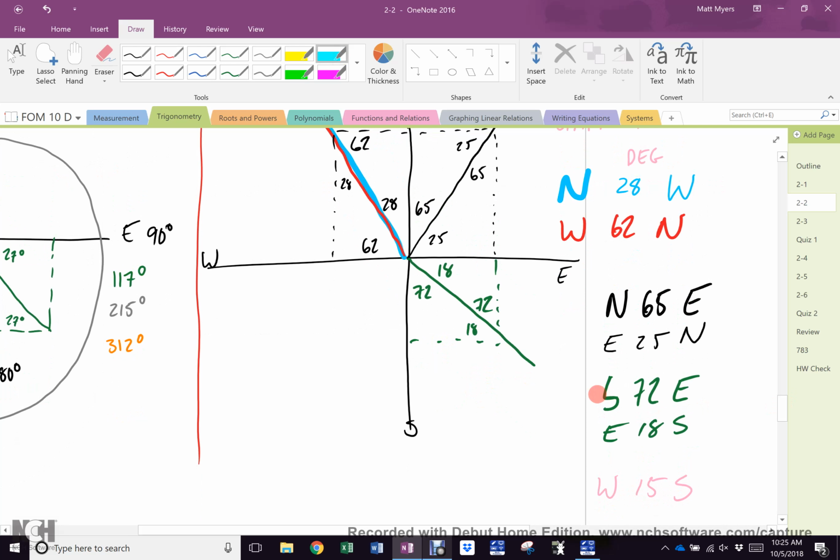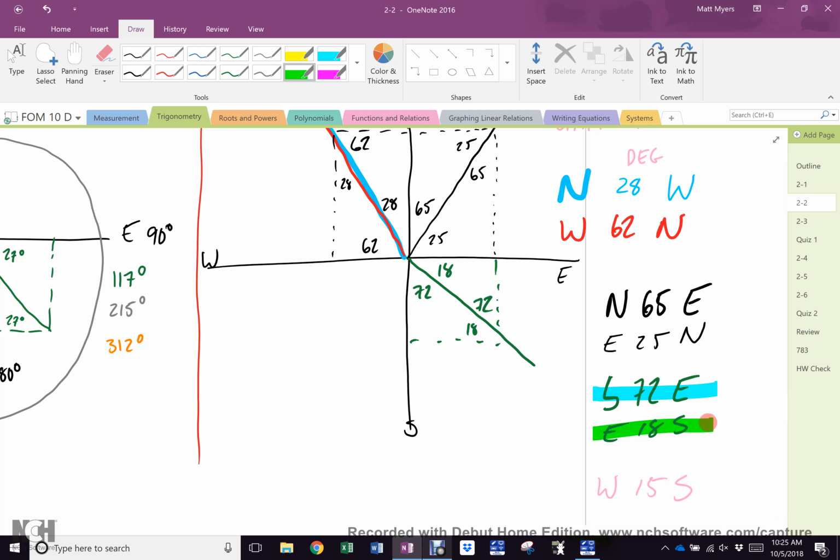Now, use your brains. Which of those, the blue or the green, do you think is the better one? East 18 south. Well, no, because they get you to the exact same place. One of them is considered correct. Which one, Joseph? The one that comes from straight up and down, because I'd like south 72 east. So you like the blue one? Yes. Okay. Everybody agree?